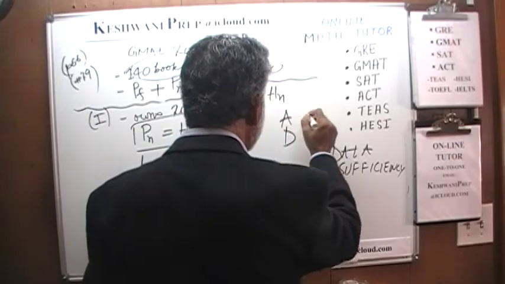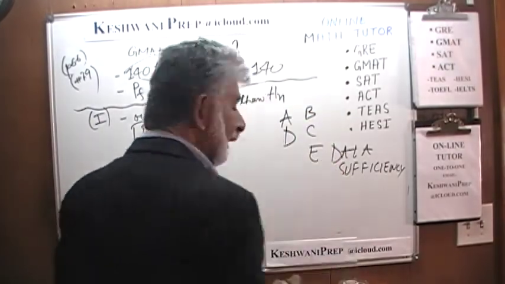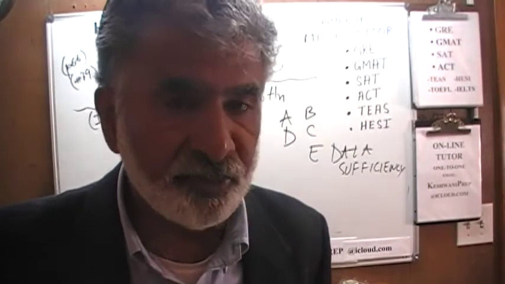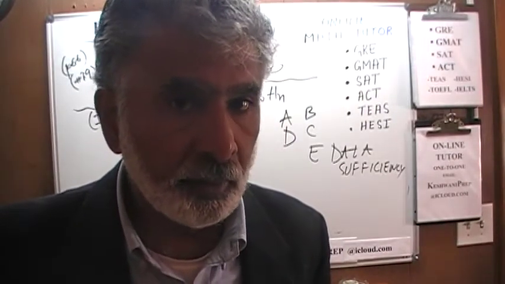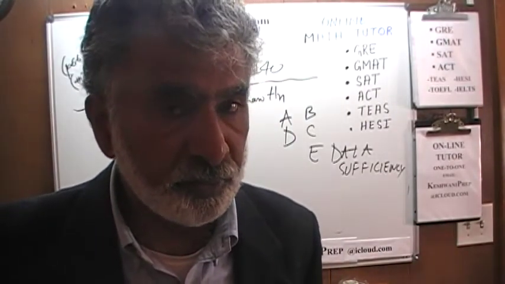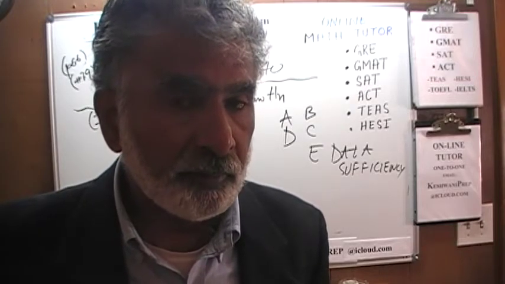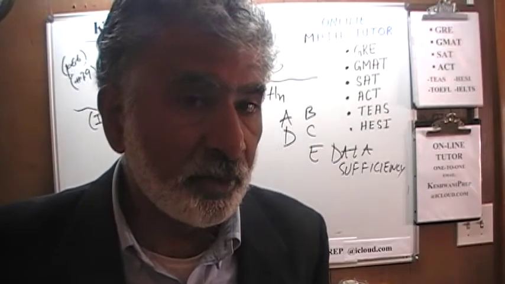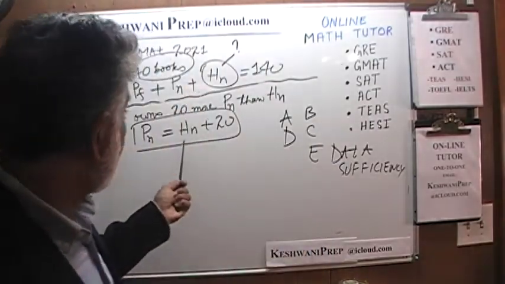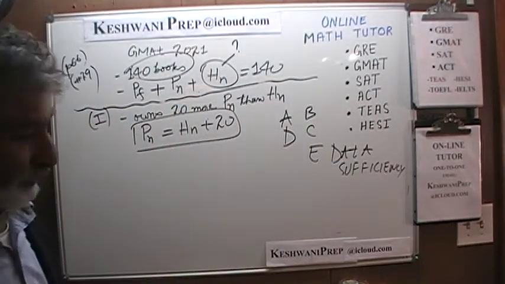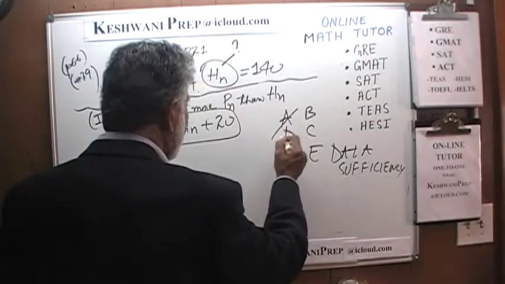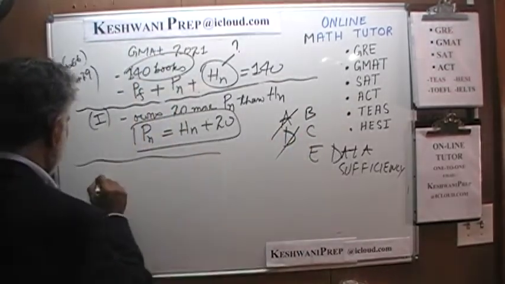A, D, B, C, E. The first statement by itself is not sufficient, but it is not worthless information. It is not utterly useless information. It is actually very useful information. If we have something else in the second statement, perhaps the second statement will give us the third equation that we are looking for. It's useful, but not sufficient. So therefore the answer cannot be A or D. Let's look at the second statement.